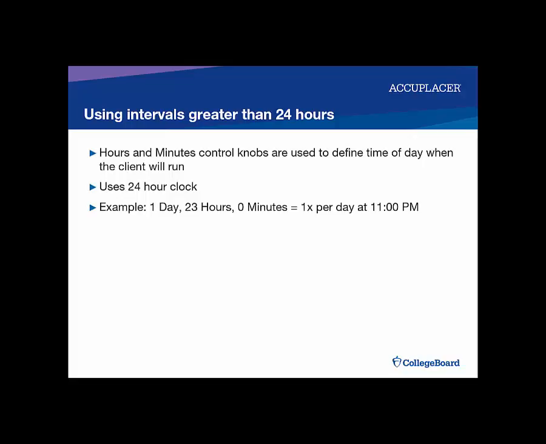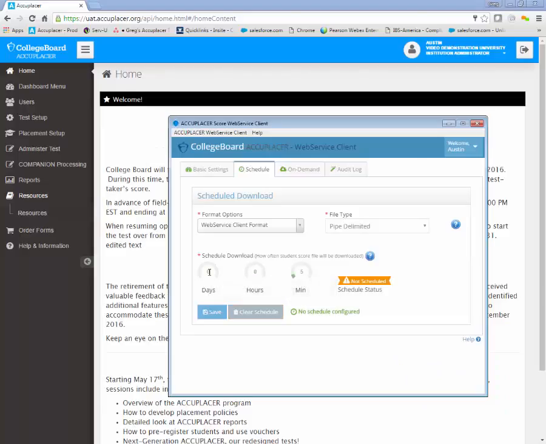For example, an interval of 1 day 23 hours 0 minutes is equal to the client running 1 time per day at exactly 11 p.m. In our example, we'll set the client to run once every day by entering 1 in the Days control knob. Using the 24-hour clock, we'll enter 23 in the Hours control knob to set the client to run at 11 p.m. We will enter 0 in the Minutes control knob so that the client runs at exactly 11 p.m.